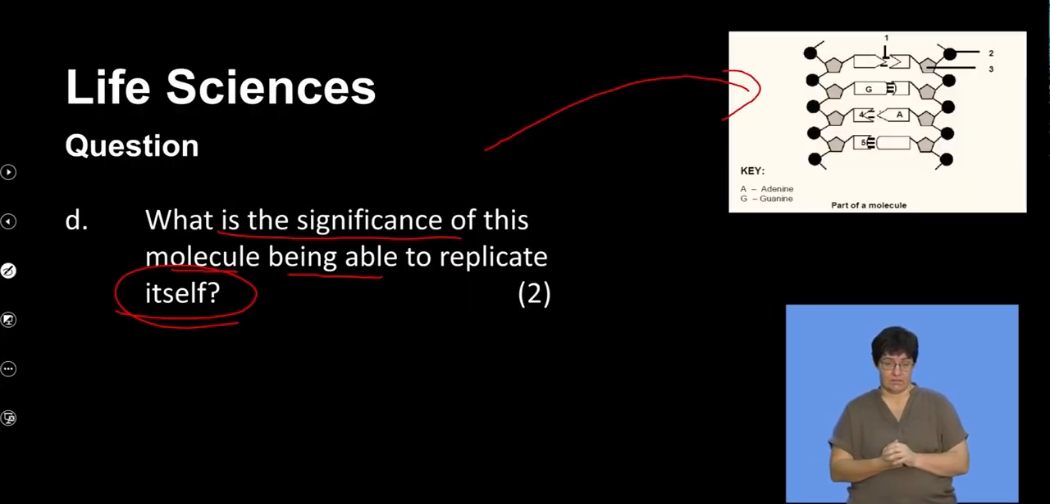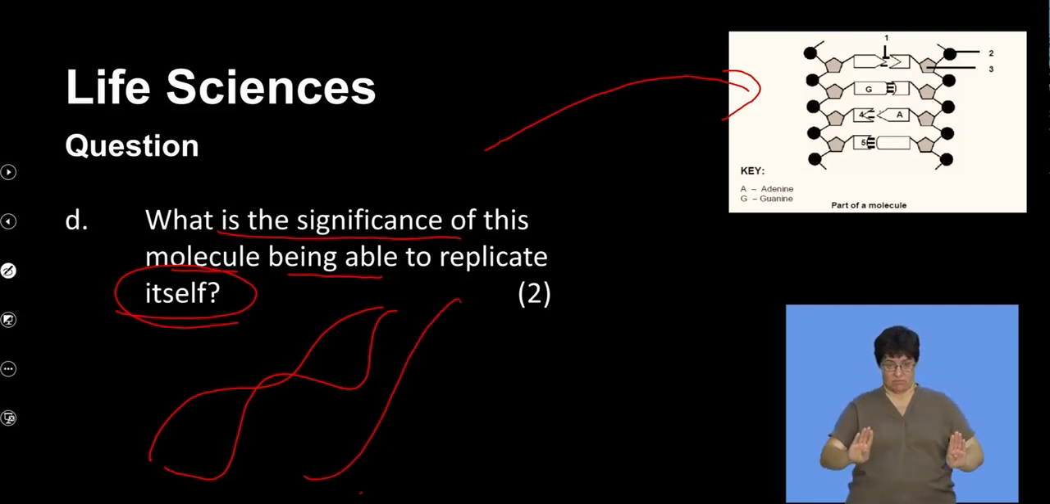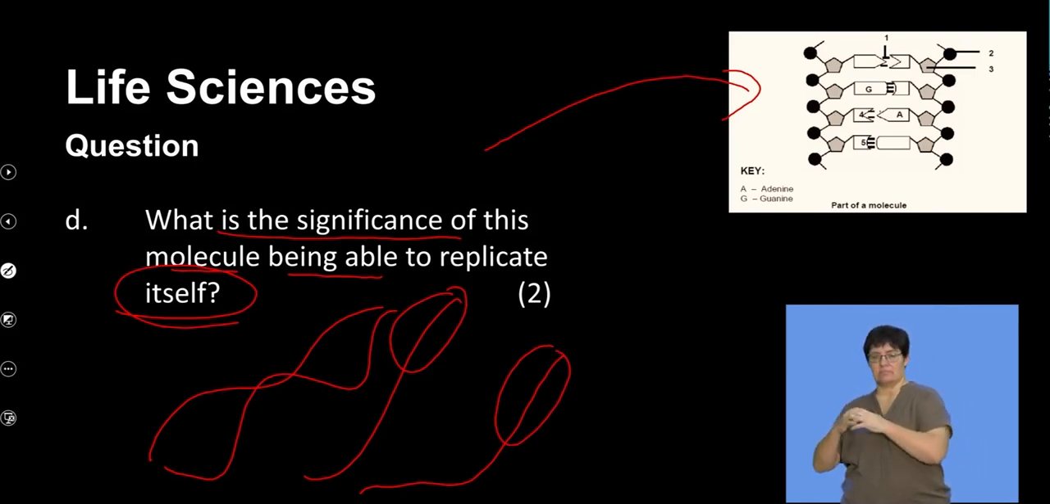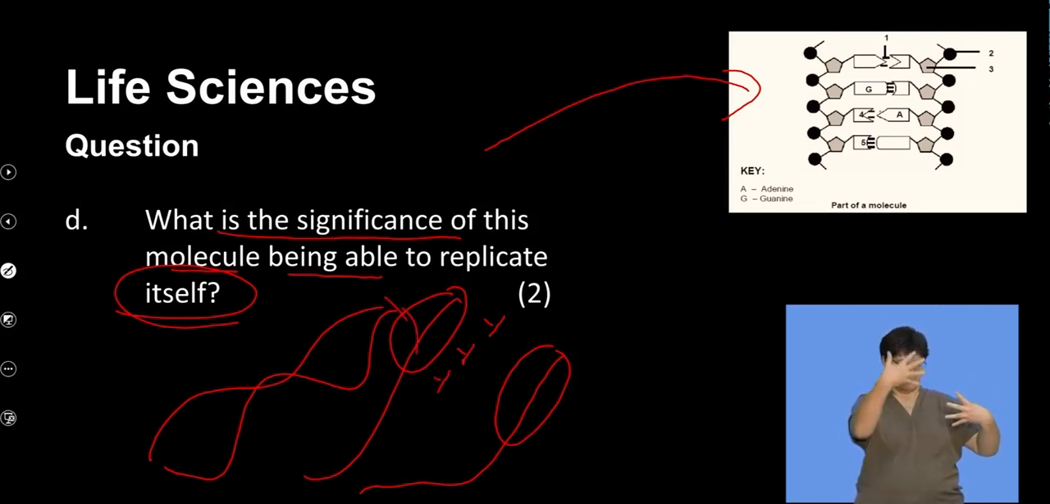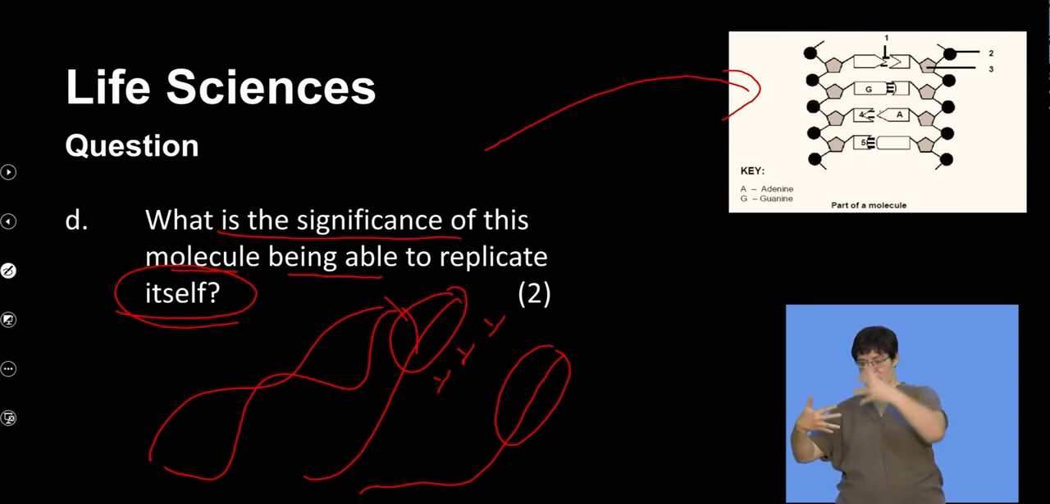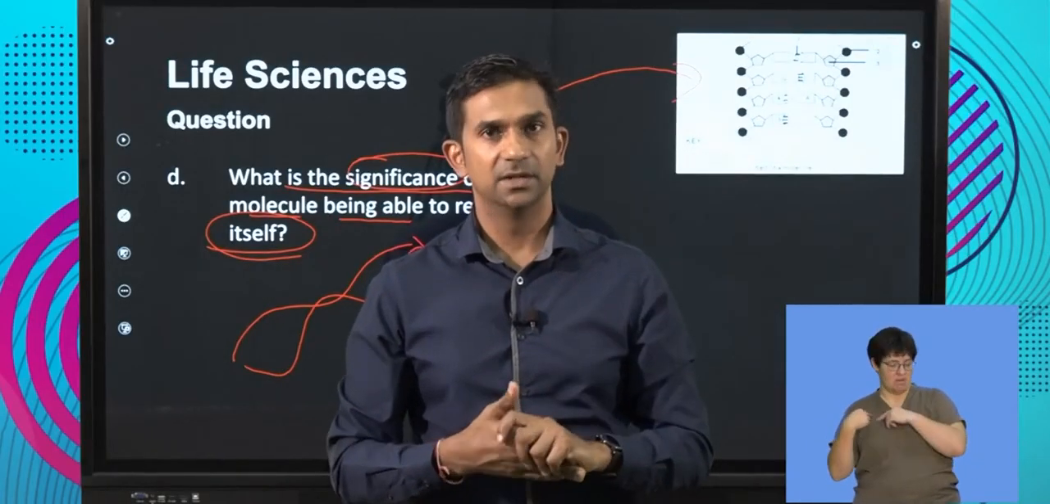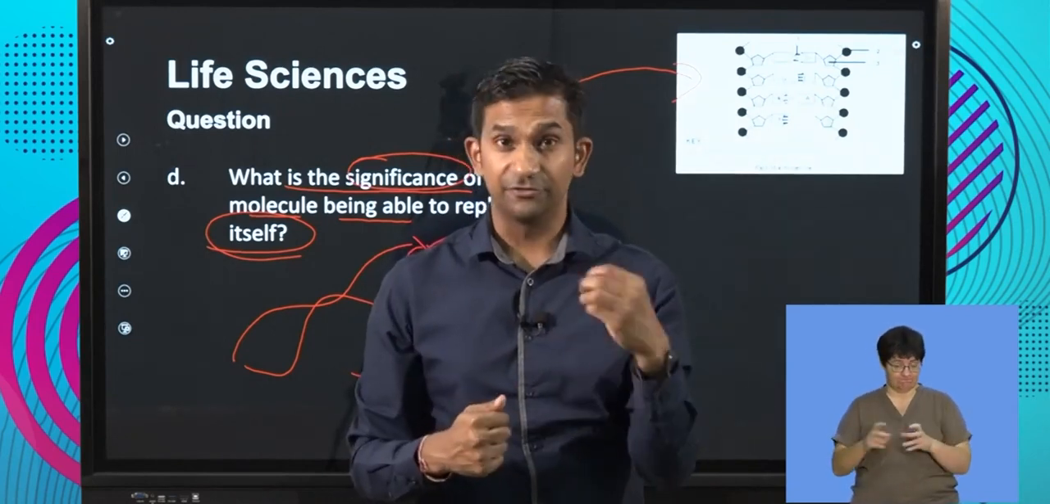So the significance of this molecule being able to replicate is that DNA is double-stranded. When the strands separate, each of these strands forms a template, allowing for complementary bases to base pair with these templates. It's important that we recognize that due to the double-stranded structure as well as the complementary base pairs, the process of DNA replication using the semi-conservative model of replication becomes an efficient and reliable method or model of replicating DNA.